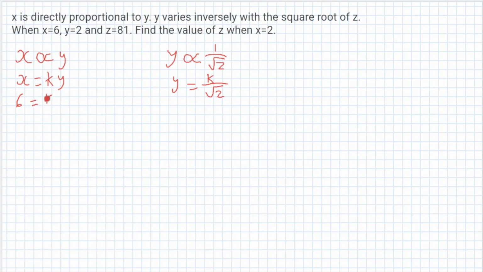Just substitute in what we know. 6 equals k times 2. We don't have to have an equation with all three in them. We can just use two of them. 2 equals k over root 81. And then we can solve both of them. 3 equals k and 18 equals k. And then we can write out our two equations just like we've practiced over and over and over. And we get y equals 18 over root z.